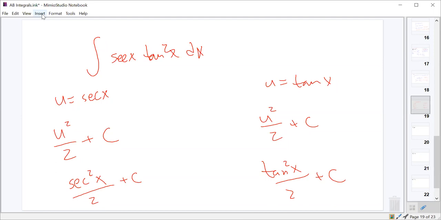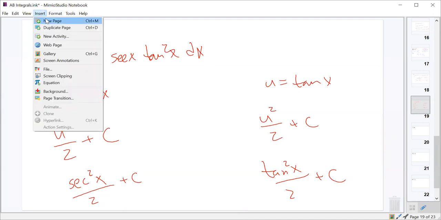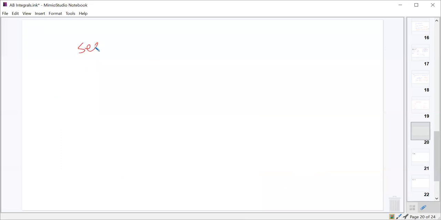Because they're for different values of u. But since we converted back to x, these should be equivalent to each other, shouldn't they? I mean, the integral of this function should just be the same function, shouldn't it? Seems like it should be. So let's see if we can figure out why we got two different values. Secant squared x over 2 plus a constant, and tangent squared x over 2 plus a constant.